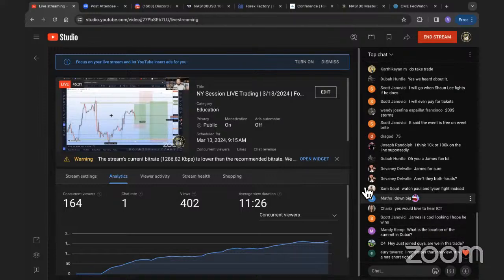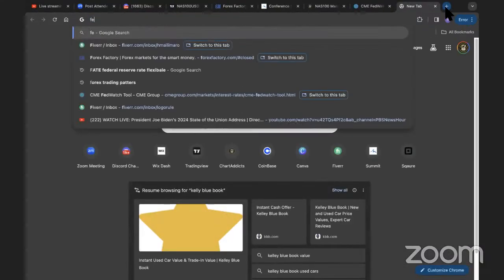What's the location of the summit in Dubai? So it was originally going to be Expo City, Dubai, but they did not have enough space for us. They only had a venue that was big enough for 2,200 people, and we're expecting 5,000 attendees. So we had to switch over. We're going to be at Festival City Arena.